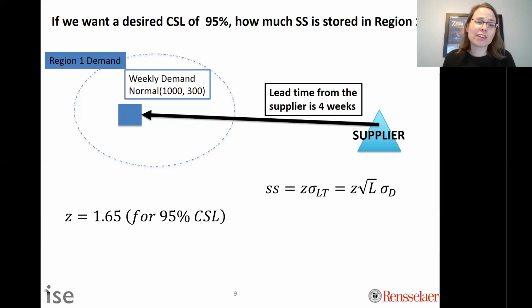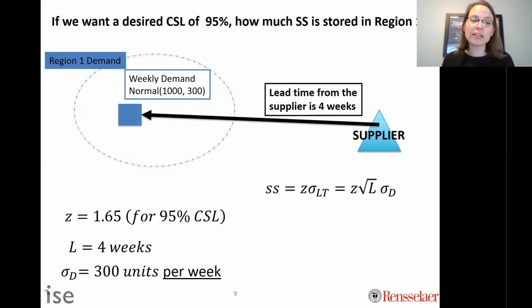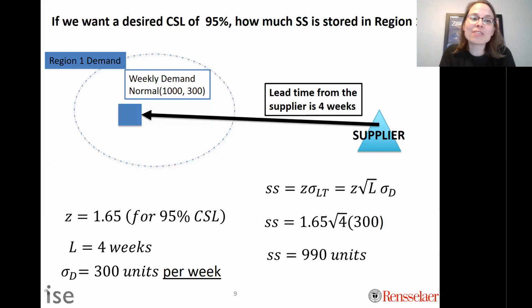In Excel, and if we did that, we'd get that Z is 1.65. And so we also need to figure out the standard deviation of lead time demand. We know that the lead time is 4 weeks exactly, and we know the per period, or the per week in this case, standard deviation, which is 300 units. So we can now plug that into this equation. And if we do so, we get that at region 1, we have 990 units of safety stock.